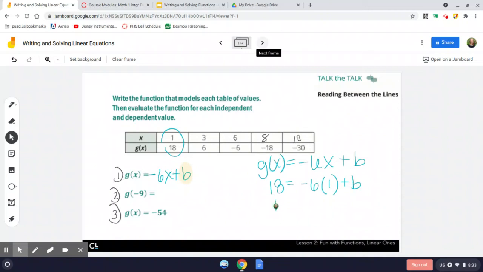Now let's solve. Negative 6 times 1 is negative 6. How am I going to get rid of that negative 6? I'm going to add 6 to both sides. 18 plus 6 is 24. Your 6's cancel, and you're left with b. So now instead of b in our equation, we can plug in plus 24.